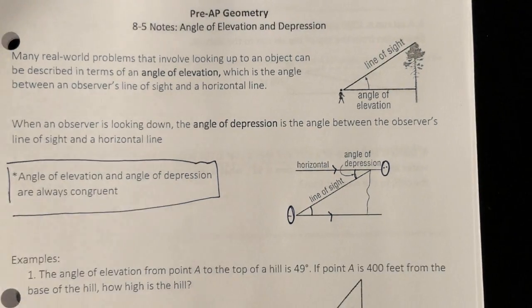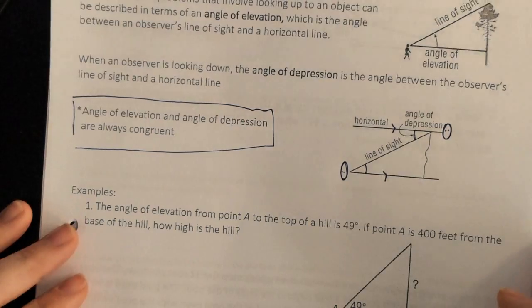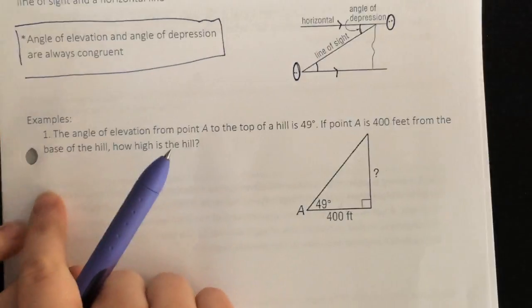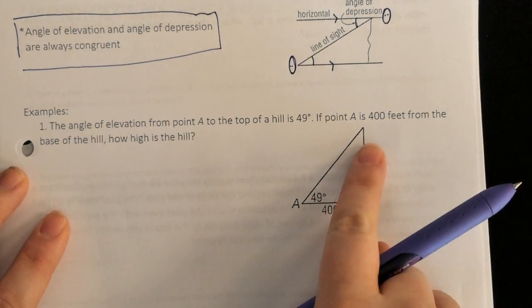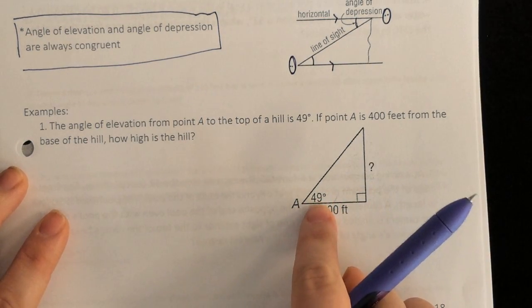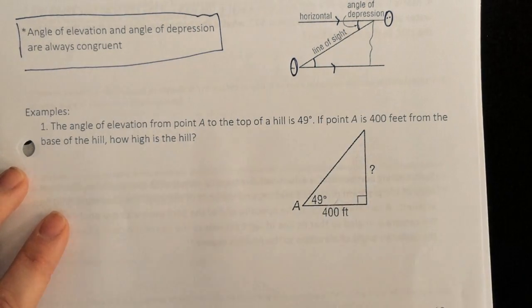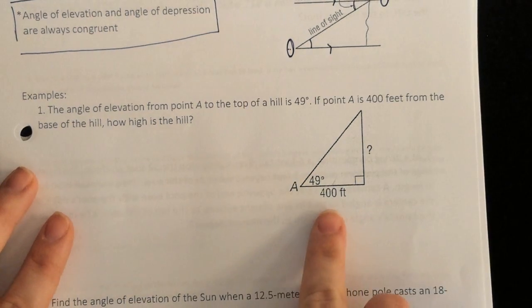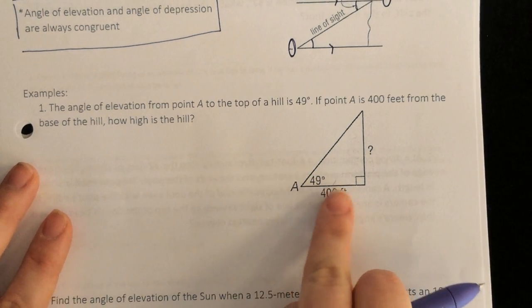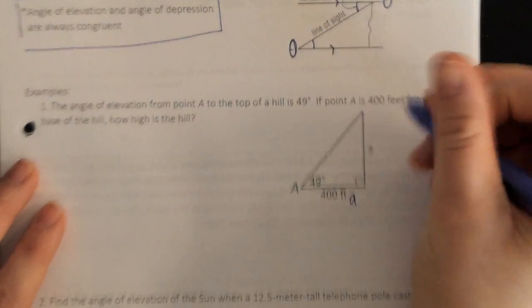Okay. So let's put this to use. Basically, this is the only thing new you're learning today, is the fact that you'll have to sometimes know that they're the same. Okay, so number 1. The angle of elevation from point A to the top of the hill is 49 degrees. If point A is 400 feet away from the base of the hill, how high is the hill? Well, we're going to have to use trig. So 400 is what? A, O, or H? A.